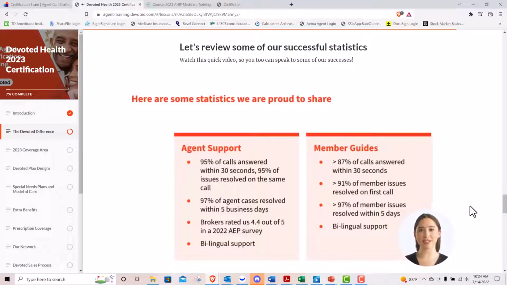95% of our calls are answered within 30 seconds or less, and we actually solve your problems. 95% of issues are resolved on that call. If your issue cannot be solved on that first call, 97% are resolved within 5 business days. We like to ask our brokers how our agent support is doing as well, and this year, most of our agents say we are doing great, with a 4.4 out of 5-star rating. We also offer bilingual support should you want to speak to one of our representatives in another language.